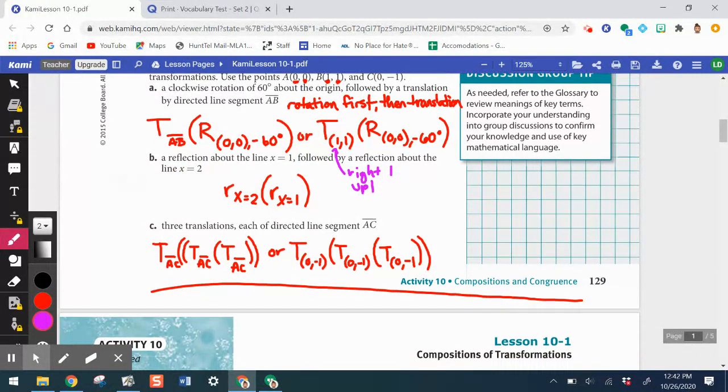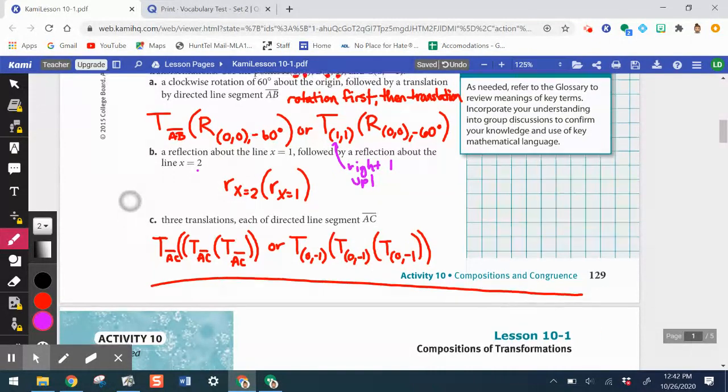So let's press on to part B, a reflection about the line x equals 1. So that's the first transformation we're going to do, followed by a reflection about the line x equals 2. 2 reflections, so both using lowercase r here. So reflection across x equals 1 goes inside the parentheses, and to the left of it is a reflection across x equals 2. We're just learning the notation here.